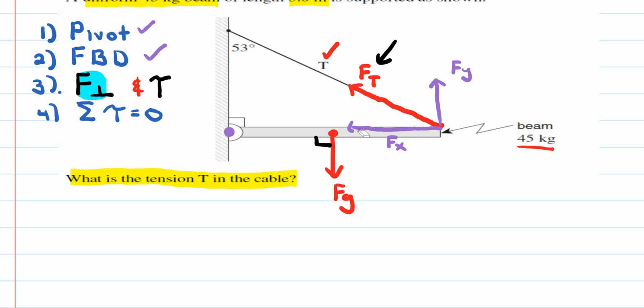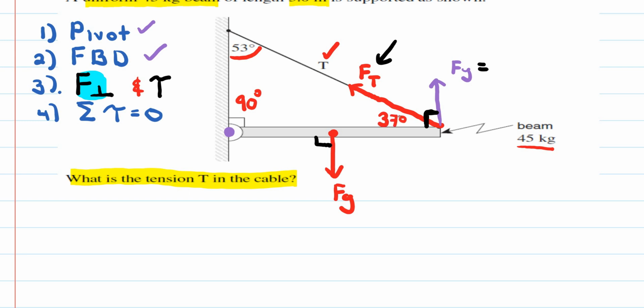Now, we're not really concerned with the force in the horizontal direction, but the force in the vertical direction is actually perpendicular to the pivot. So we want to find an expression for the force in the vertical direction there. So we know this is 53 degrees, we know this is 90 degrees, and we know all angles in a triangle add up to 180 degrees. So you can definitely find this angle to be 37 degrees.